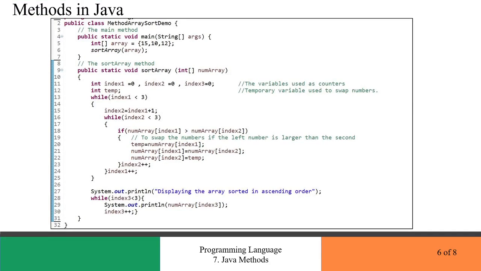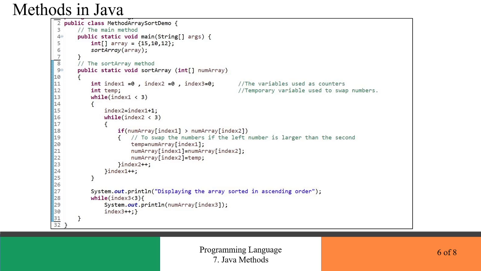Do not worry about the size of the program. Let us try to walk through the lines. The name of the class here is method array sort demo. As a part of this class, we have two methods. A main method that runs from lines 4 to 7 and another sort array method that runs from lines 9 to 25. The program execution starts from the main method. The main is also the entry point.